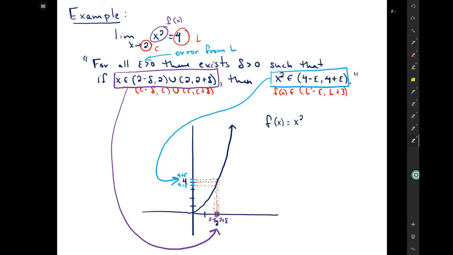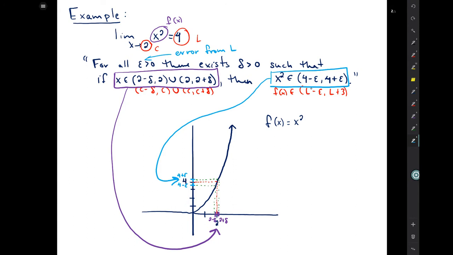So I drew a particular epsilon there, and I can make epsilon as small as I want it to be. I can squish that blue window around 4 as small as I want, and it's going to make the purple window around 2 even smaller. If I can make these windows smaller and smaller and smaller, then my limit exists. I've satisfied this formal limit statement. For all epsilon greater than 0, there exists a delta greater than 0. So can I find this delta? As long as that's true, then my limit exists.